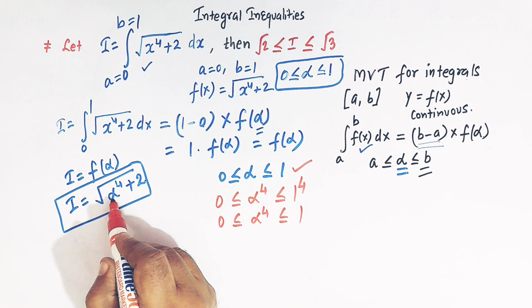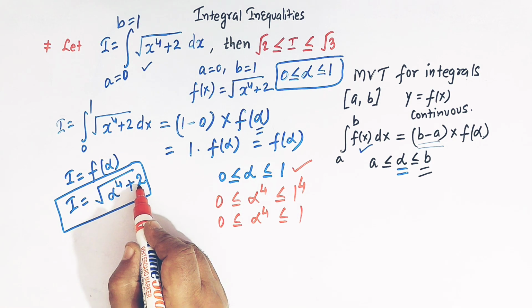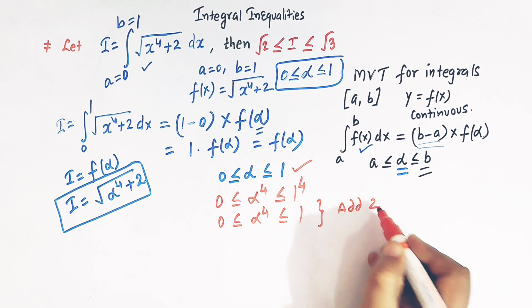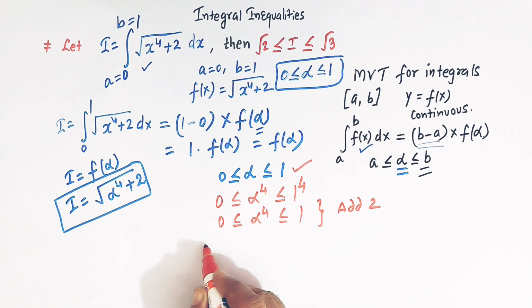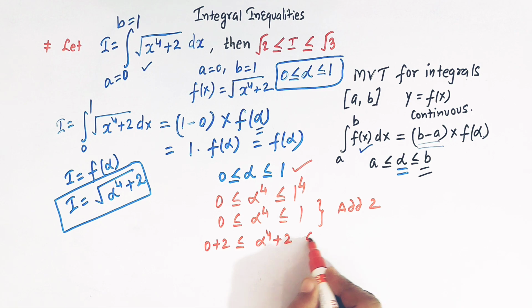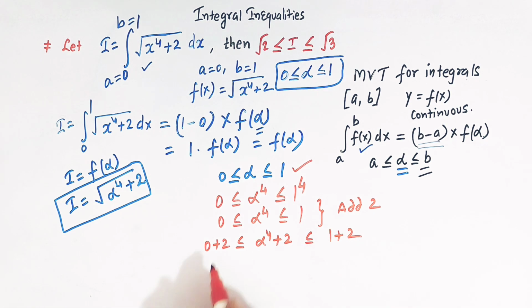Now here we have alpha raised to 4 plus 2. So let us add 2 throughout this inequality. So we have 0 plus 2, alpha raised to 4 plus 2, and here 1 plus 2. So this is 0 plus 2 is 2, this is alpha raised to 4 plus 2, this is 1 plus 2, that is 3.